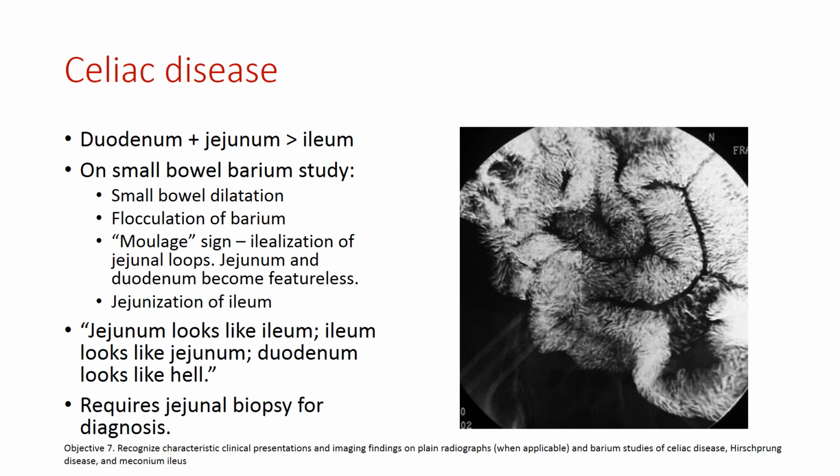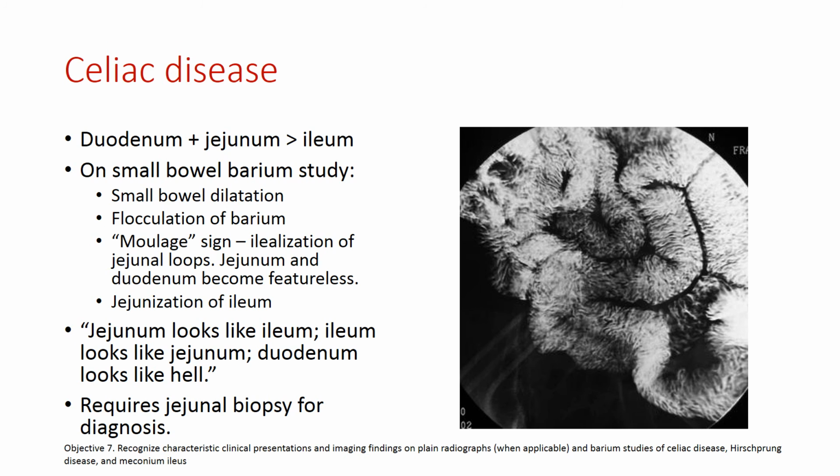Okay, celiac disease. Dr. Malik has talked to you about celiac disease. Celiac disease occurs in the duodenum and the jejunum more often than in the ileum. On small bowel barium study, what we see is enlarged loops of bowel, small bowel dilatation, especially of the jejunum. This is kind of the hallmark of the disease. And we'll see what we call flocculation of the barium.